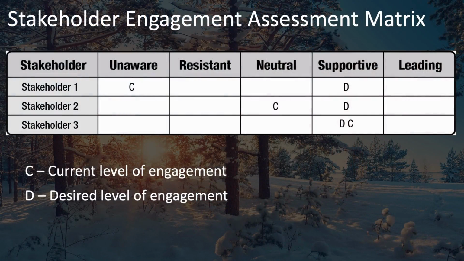As a reminder, here's what the Stakeholder Engagement Assessment Matrix looks like. It's a very simple matrix which shows stakeholders and their level of engagement, both their current level of engagement and their desired level of engagement. And here you can quickly see the gaps between those stakeholders who are unaware or resistant, neutral, supportive, which is what you usually want, and leading.